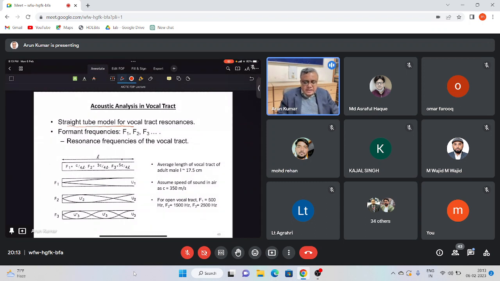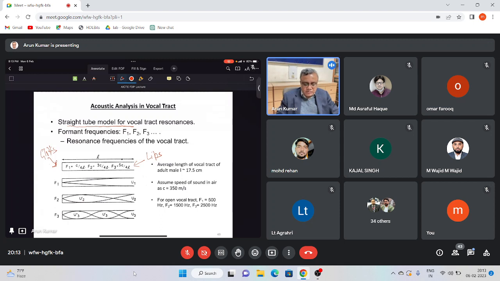In this case, we can consider that the vocal tract is closed at the vocal cords end and it is open at the lips. Right? So this is here and this other end is the glottis end. We can consider it to be closed, and air is forced through this, which gives rise to resonance frequencies, and these are shown over here.